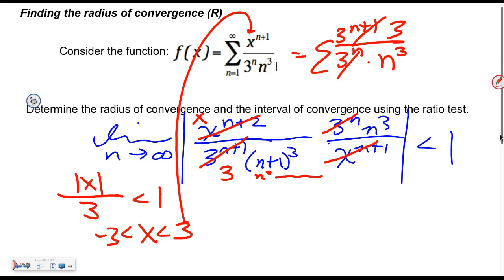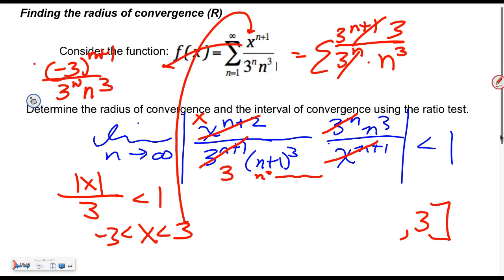So I know I have convergence at positive 3. Are you okay with that? Am I going too fast? Are you good, Rach? All right, now what would I do? I'd test negative 3. So in a similar fashion, I'll just go over here. I'd have negative 3 to the n plus 1 over 3 to the n cubed, sum, n goes from 1 to infinity.